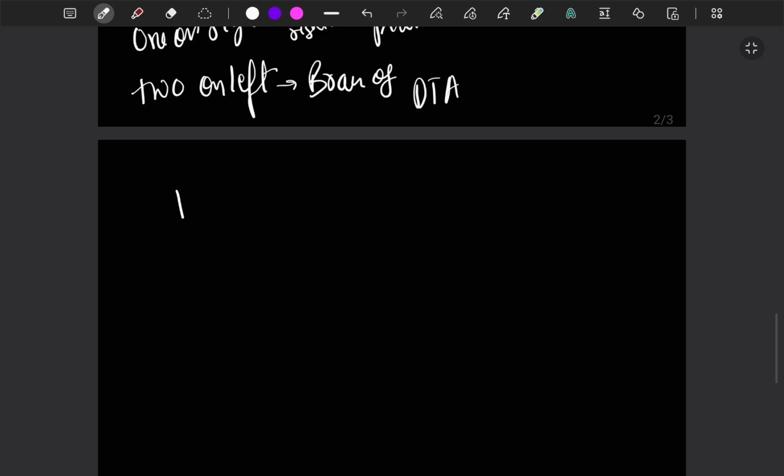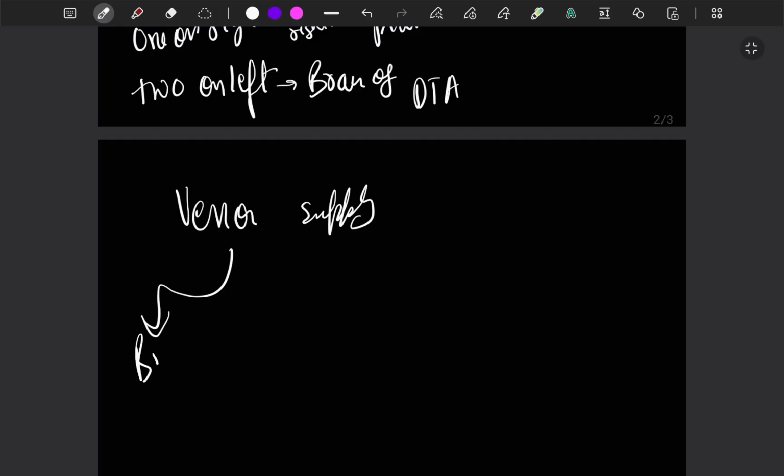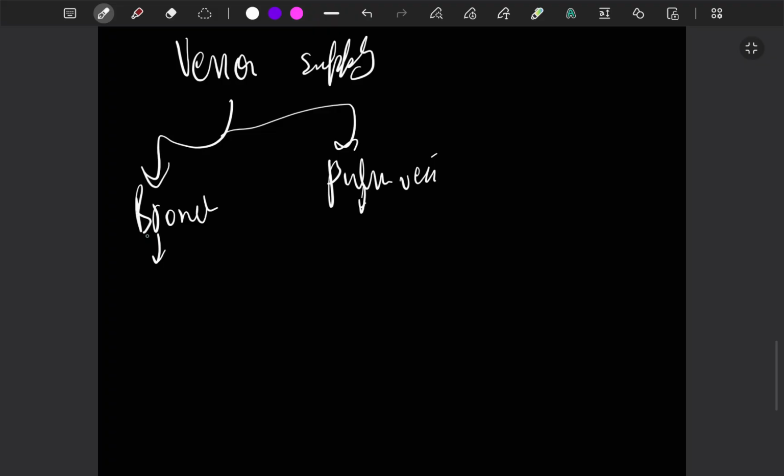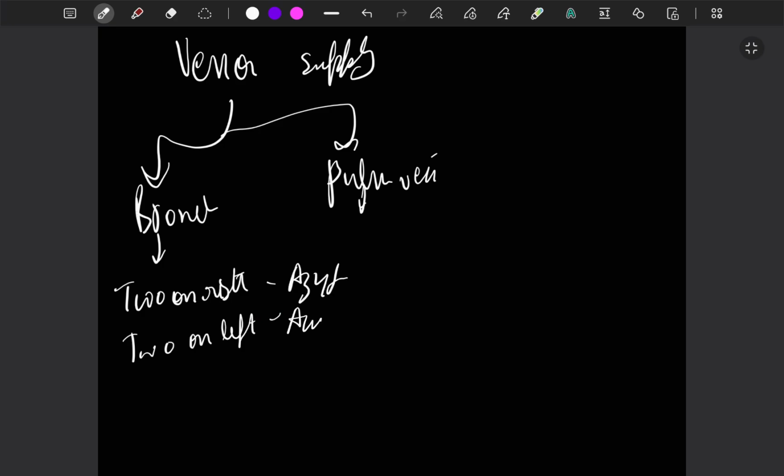Okay, now let's go on to venous supply. There is the bronchial vein and then there is the pulmonary vein. Bronchial vein, there are two on the right and two on the left. Azygous, accessory and hemiazygous. These enter the left atrium.